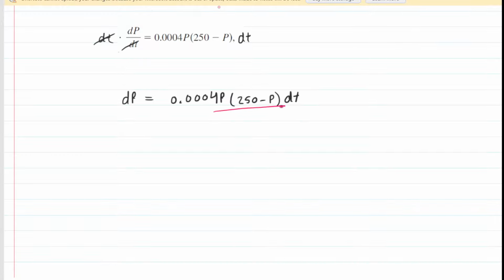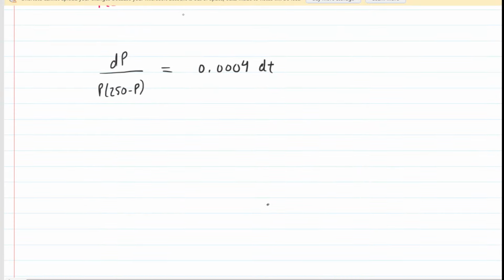Next, we will divide both sides of the equation by this term p times 250 minus p. And by doing that, we're going to end up canceling that term on the right-hand side, just like that. So there you have it. We have successfully separated the variables. Once you've done that, what you're going to want to do is integrate both sides of the equation. Now, the right-hand integral is going to be very simple.